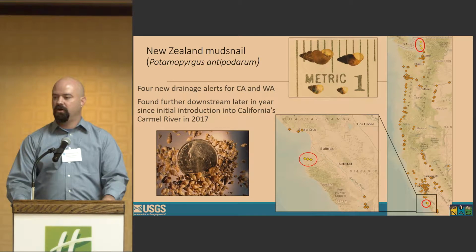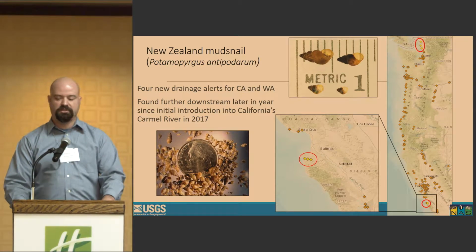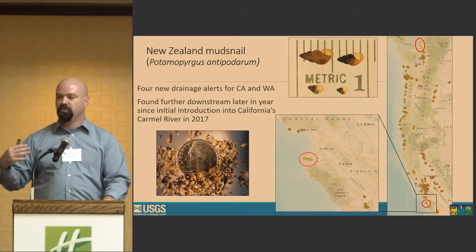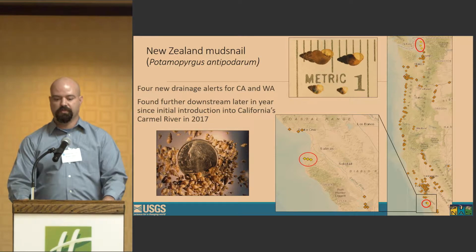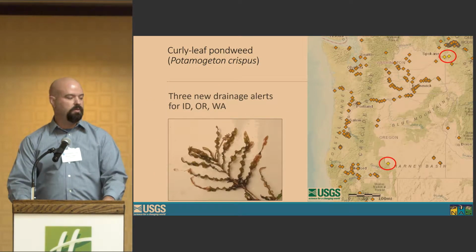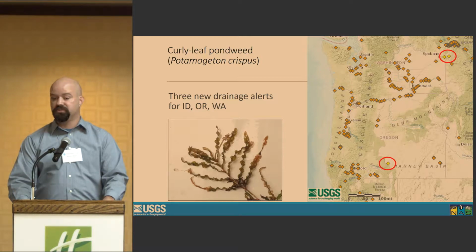We also have my favorite little snail, New Zealand mud snail, still boogieing around. And you can see 4 new drainage alerts for California and Washington. And it's, of course, moving downstream in the Carmel River. Curly-leaf pondweed, we have 3 new changes throughout multiple states. They got Idaho, Oregon, and Washington.